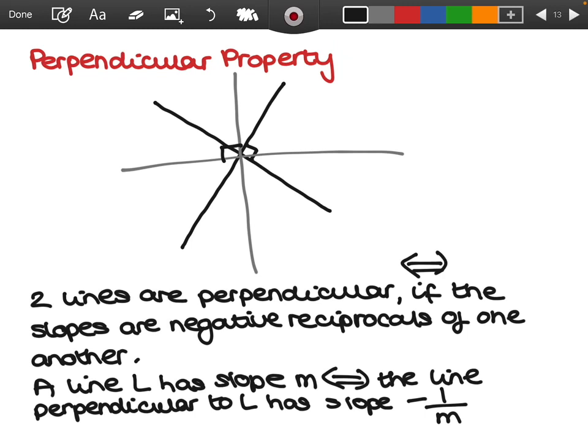So it doesn't work if one of the lines is vertical, and hence the other one would be horizontal. Obviously you can't do 1 divided by a 0 slope, that's undefined. So it doesn't work if one of the lines is vertical, because the other line would be horizontal if it was perpendicular to it. So this doesn't work out mathematically. But as long as your lines aren't vertical or horizontal, this does work.